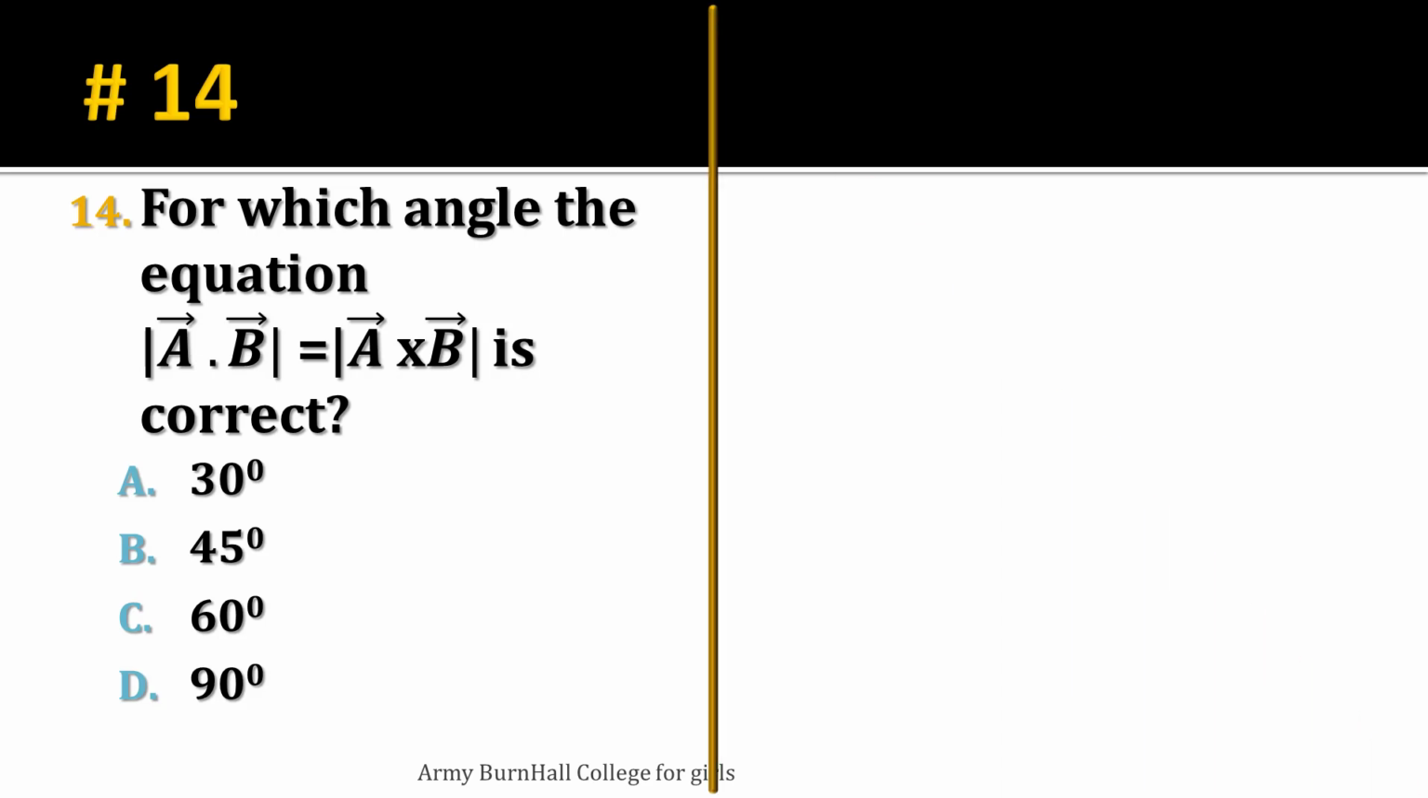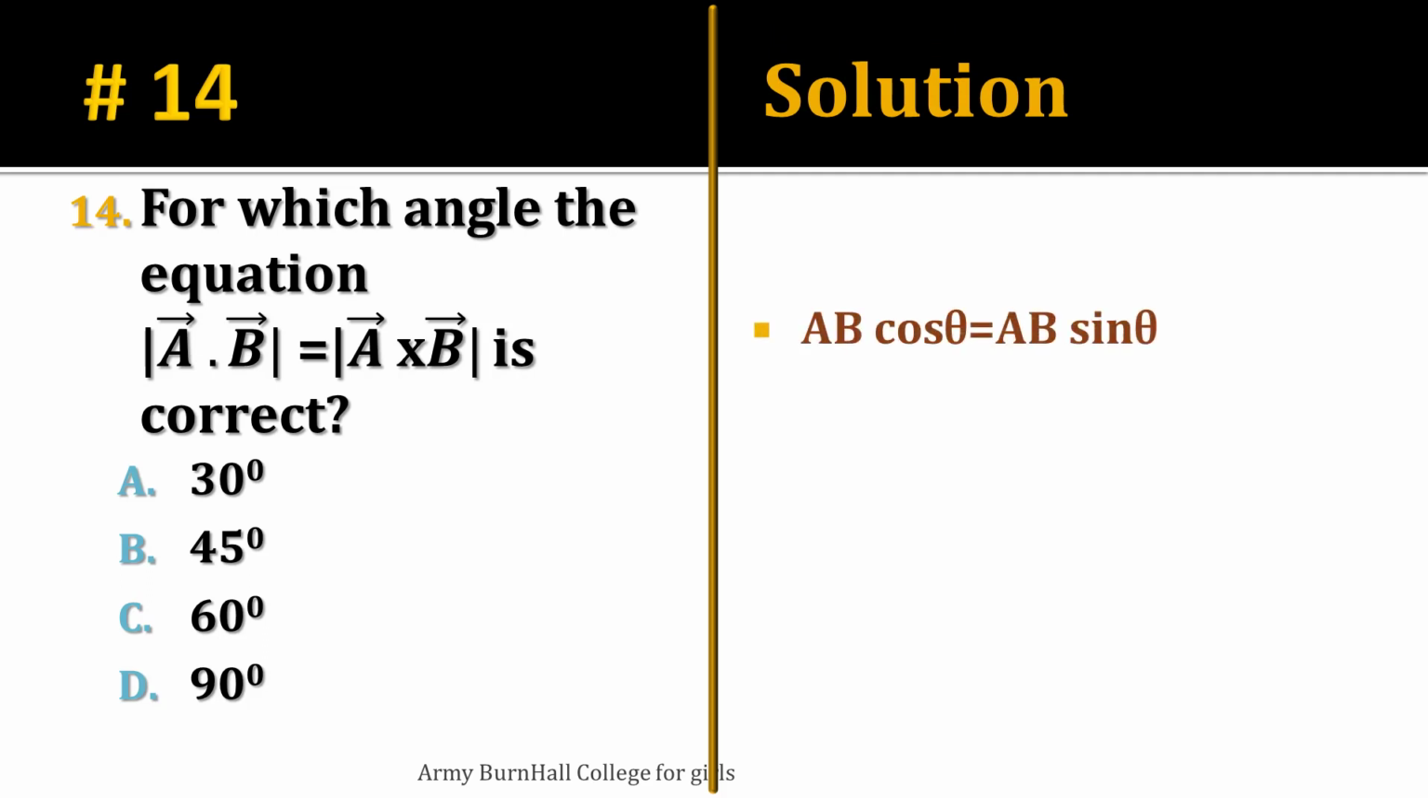So if we are talking about the magnitude of A dot B and the magnitude of A cross B, then we can write AB cos theta is equal to AB sin theta. AB cancels on both sides, we get cos theta is equal to sin theta, or we can divide sin theta by cos theta, which gives us tan theta equal to 1. Separating out theta, theta is equal to tan inverse of 1, which gives us 45 degrees. So at 45 degrees, the magnitude of the dot product and cross product is equal.